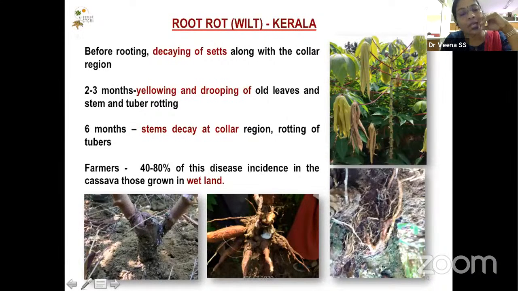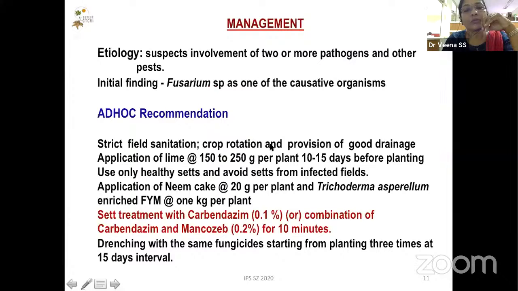According to the farmers and our own view, what we are seeing is that it is only seen in the fields where paddy fields are converted for cassava. And coming to the etiology, we suspect involvement of 2 or more pathogens, or maybe a nematode or something else. So we are giving this high priority, and this project is being looked after by Dr. Jeeva. And initial findings confirm that Fusarium species is one of the causative organisms.